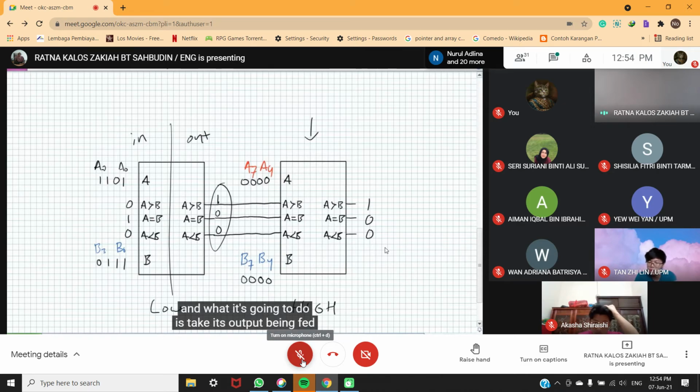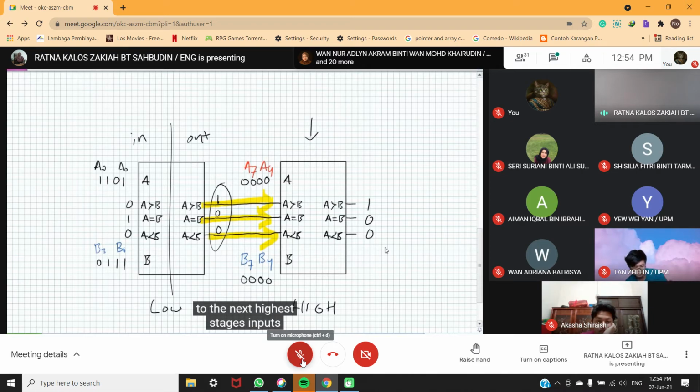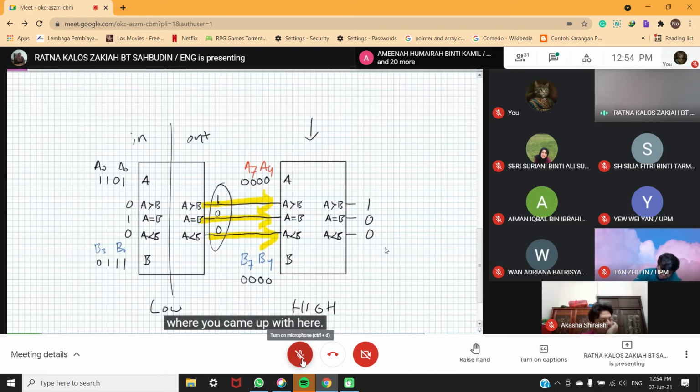And what it's going to do is take its output being fed to the higher order, or the next higher order. If you're going to do a 12-bit number or 16-bit number, its output is being fed to the next highest stage's inputs. And now it can make that comparison. So let's use this exact same relationship when we came up here. I'm just going to put some different numbers on here. Let's see if you can think how this thing works.